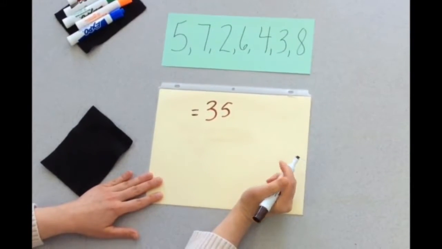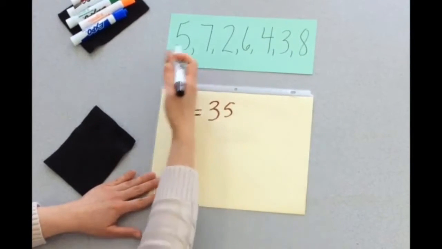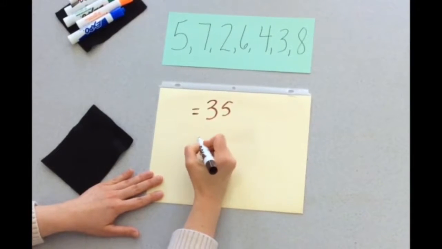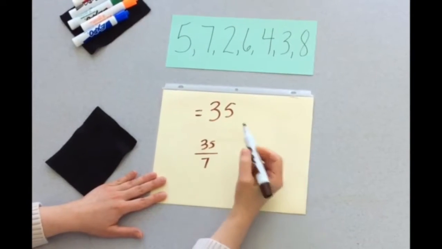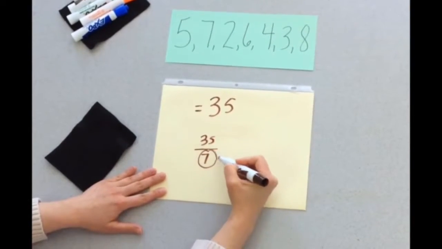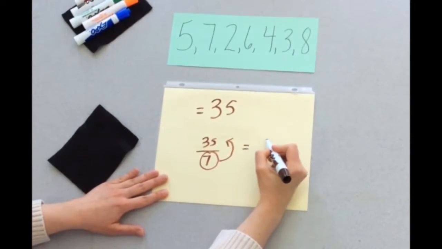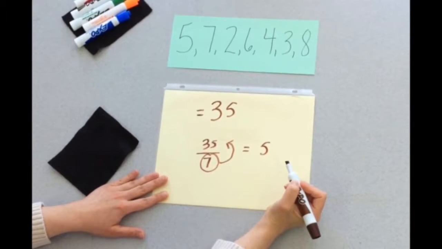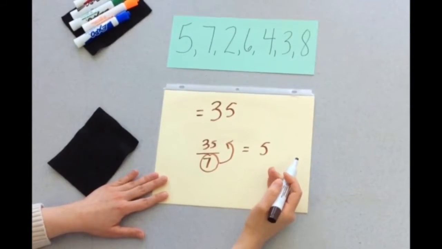35 is our sum. Our next step is to divide by the number of days in the week. Since there are 7 days in a week, we're going to divide 35 by 7. 35 divided by 7, we ask ourselves, how many times will 7 fit into 35? The answer is 5. The data tells us the average, or the mean temperature for this week, was 5 degrees.